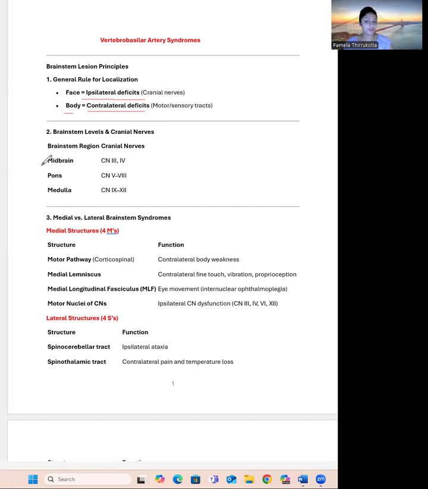Now, you also have three structures where you have these syndromes going on. If it's the midbrain which is involved, you always have to remember two cranial nerves, your cranial nerve 3 and 4. Pons is going to have 5 to 8 cranial nerves. So whenever the question hints at a fifth, seventh, or eighth cranial nerve, it's almost going to point you towards pontine syndromes. And your medulla is going to have 9, 10, 11, 12, so 4 cranial nerves.